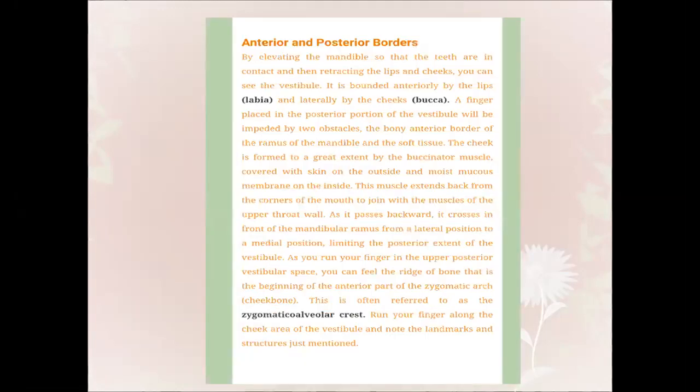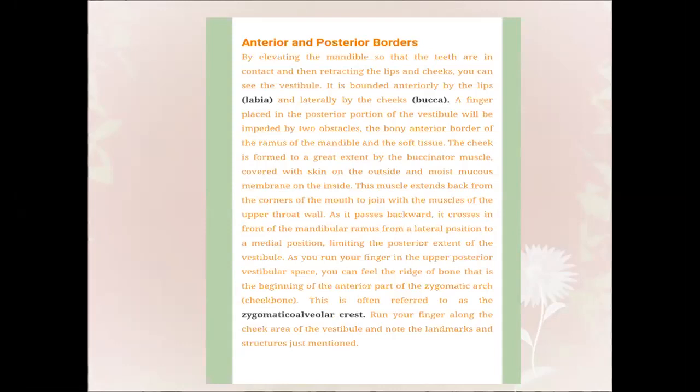The anterior and posterior borders also demarcate the landmarks of the mouth. By elevating the mandible so that the teeth are in contact and then retracting the lips and cheeks, you can see the vestibule. It is bounded anteriorly by the lips, labia, and laterally by the cheek, bucca. A finger placed in the posterior portion of the vestibule will be impeded by two obstacles: the bony anterior border of the ramus of the mandible and the soft tissue.